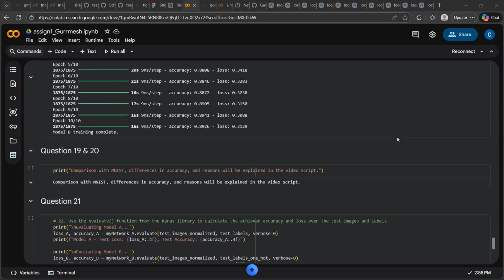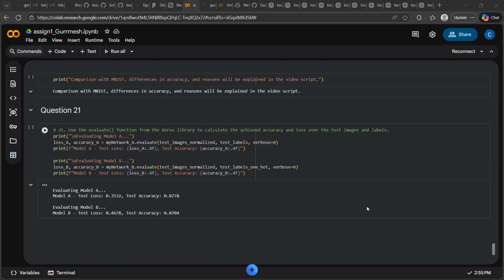Question 21, inferring from accuracy, differences, and reasons. The differences in accuracy between the two models, option A and option B, and the generally lower accuracy compared to a typical MNIST model can be attributed to several factors: data complexity, optimizer choice, hyperparameters, activation functions, and model architecture.